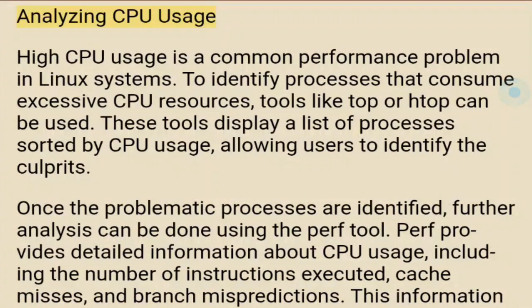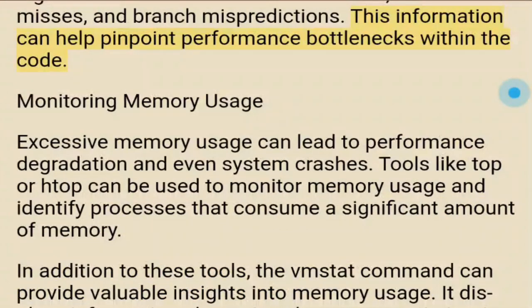Analyzing CPU usage. High CPU usage is a common performance problem in Linux systems. To identify processes that consume excessive CPU resources, tools like top or htop can be used. These tools display a list of processes sorted by CPU usage, allowing users to identify the culprits. Once the problematic processes are identified, further analysis can be done using the perf tool. Perf provides detailed information about CPU usage, including the number of instructions executed, cache misses, and branch mispredictions. This information can help pinpoint performance bottlenecks within the code.